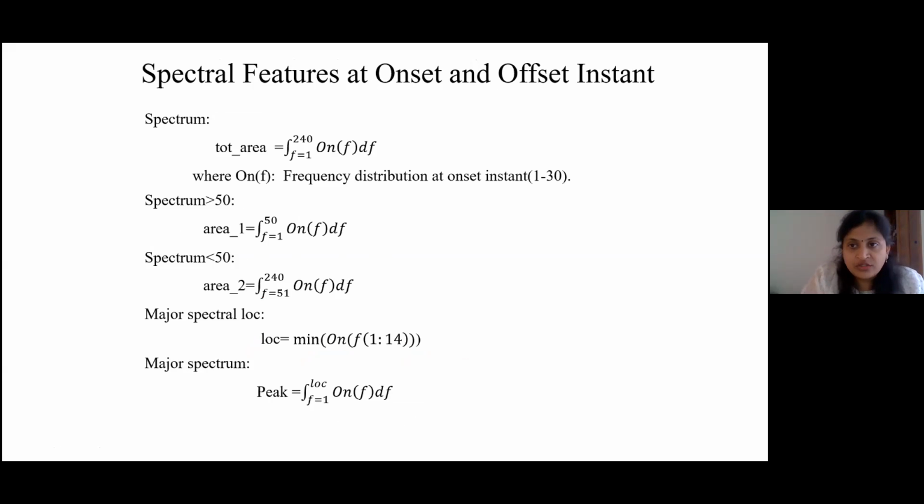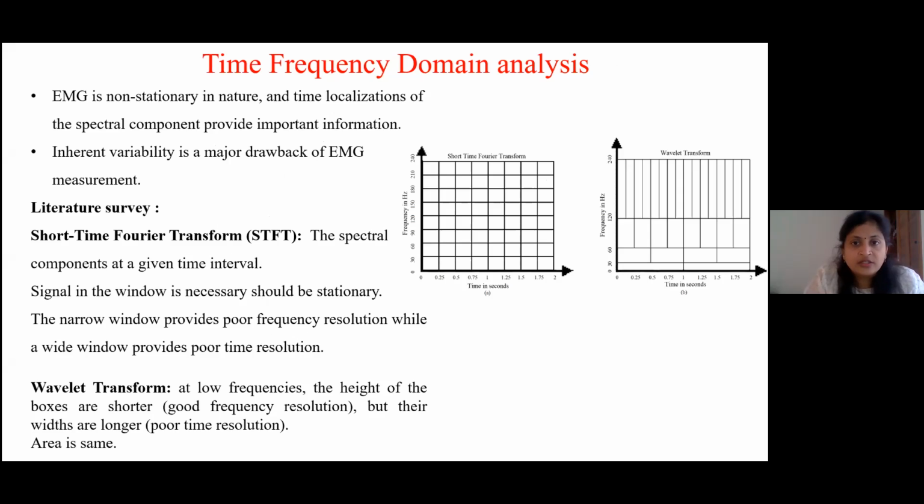Next is the spectral features at the onset and offset instant. As I told you, the onset area. At the onset area, if you do the frequency analysis, it also contributes a lot. And at the offset area, if you do the frequency analysis, it also contributes a lot in terms of features. So here, again, the features are calculated. Major spectral location is calculated. Spectrum under 50 hertz, greater than 50 hertz. This frequency also you can choose by observing your frequency spectrum. So these are some features which are selected and the analysis done.